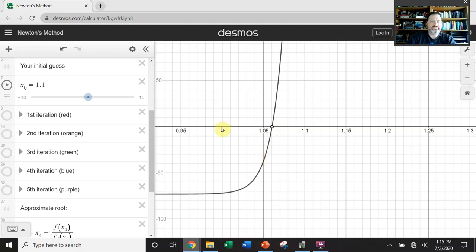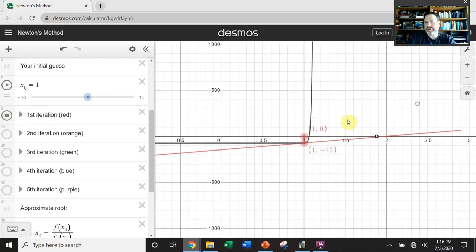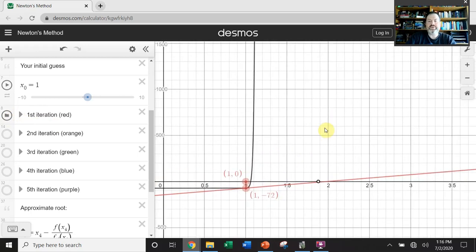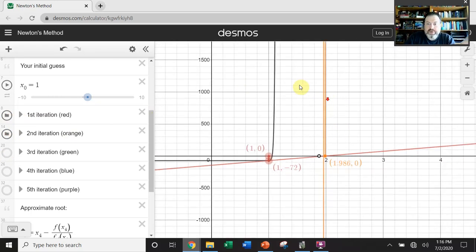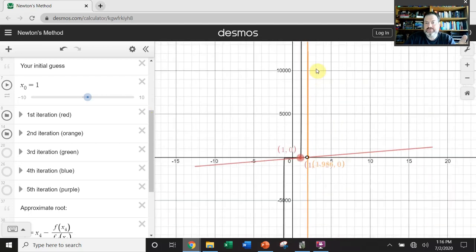What if we start at 1? 1's not very far from here. So what do you think is going to happen? Well, let's see what happens. If we go down here to 1, look at where the tangent slope is going to take us. Boop. Way over here. Now what's going to happen? We got to go all the way up. And it's so far up on the graph. I don't even know if I can get it to show up.